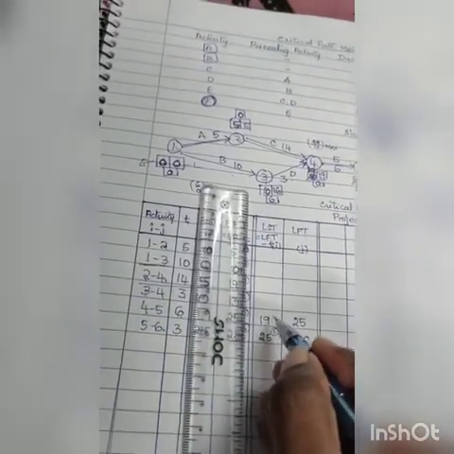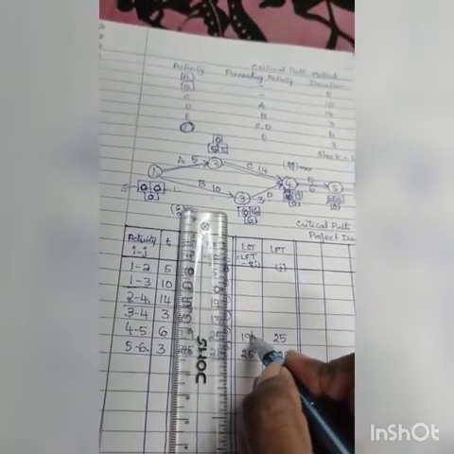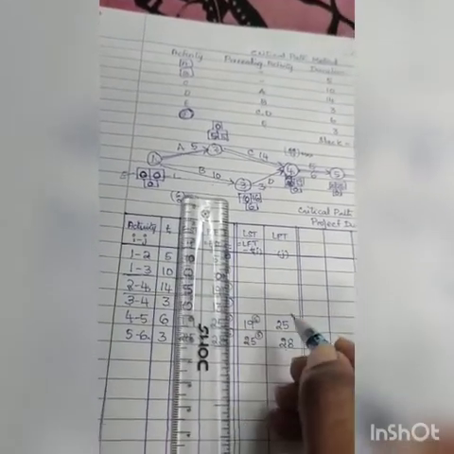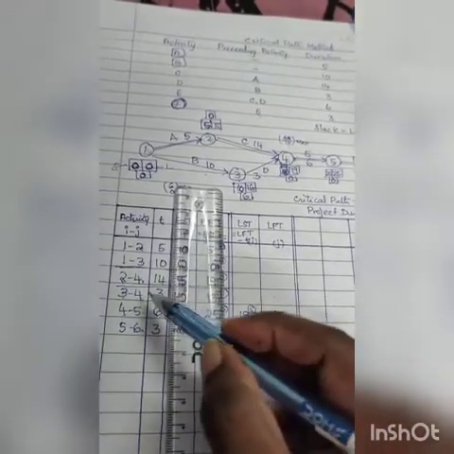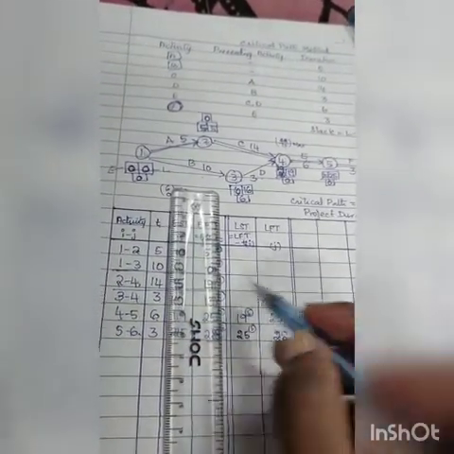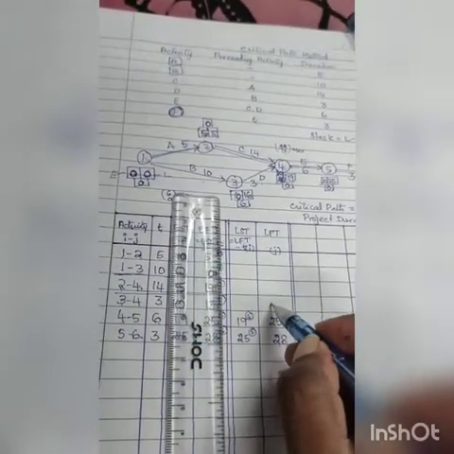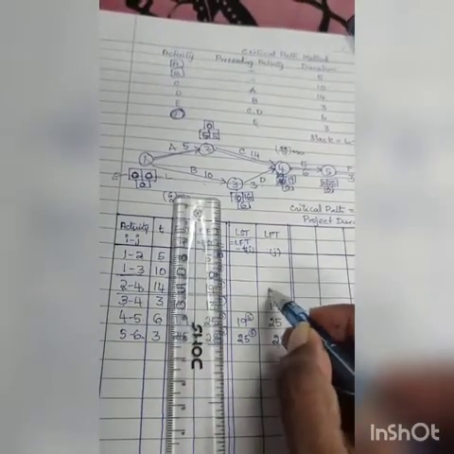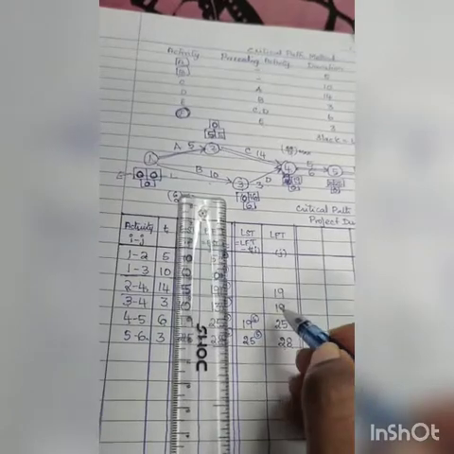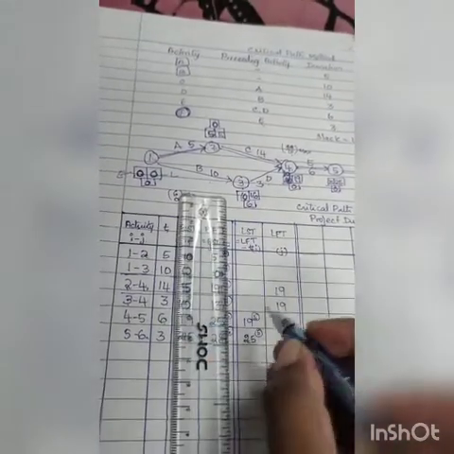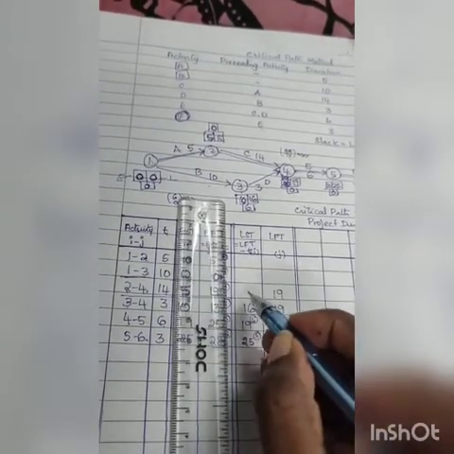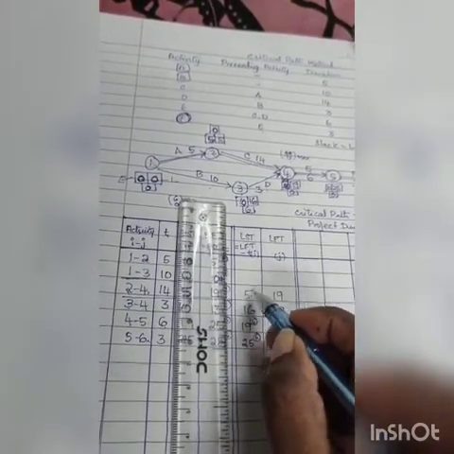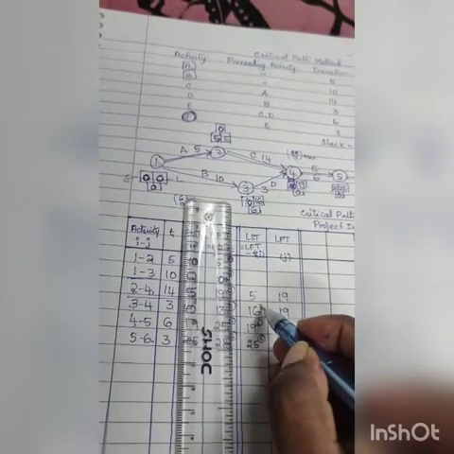This is for 4. So this 4 I am using here because I have a 4 here. There are two 4s. 4, 4. So I am using 19. 19 minus 3 is 16. 19 minus 14 is 5. So this is for 3.